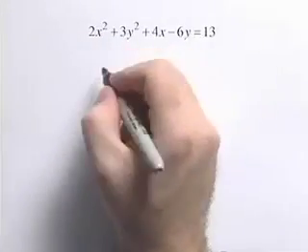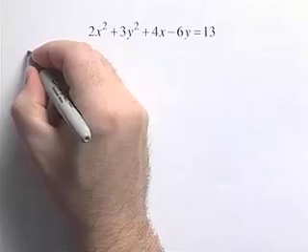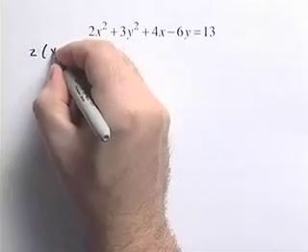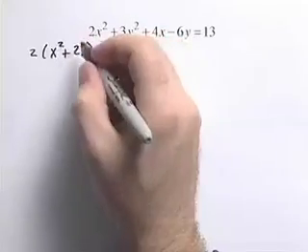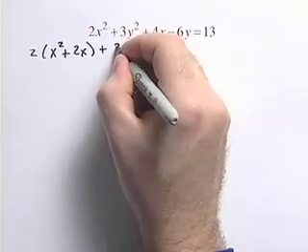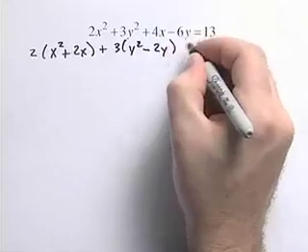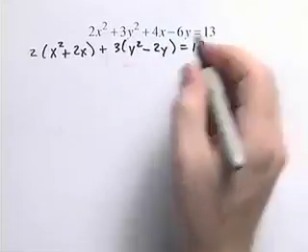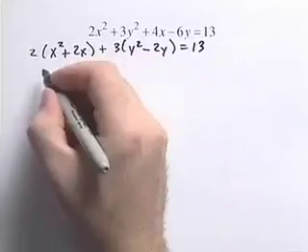So if we group the x terms together and group the y terms together, we can rewrite this as 2 times (x squared plus 2x), group that in parentheses, plus 3 times (y squared minus 2y) is equal to 13. And we can complete the square in x and we can complete the square in y.